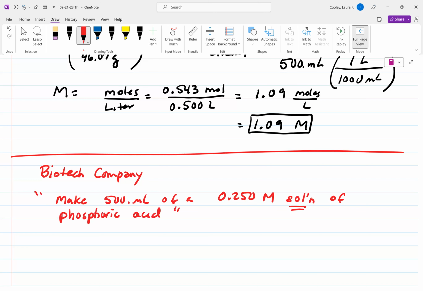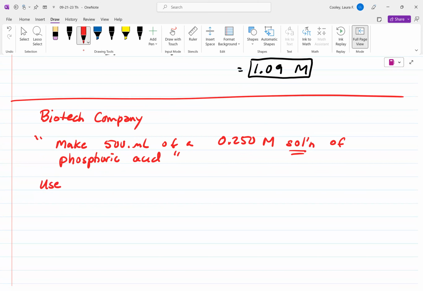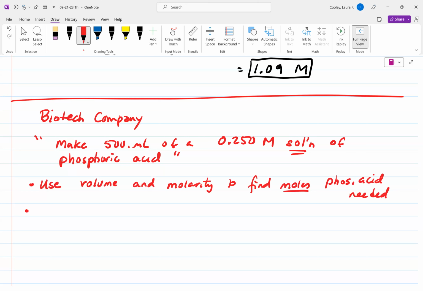Okay, that's your job. But they're not going to tell you how much to weigh out, because they all assume that you know. So how do you figure out how much phosphoric acid you're going to need to weigh out? What you need to do is use the volume and the molarity to find the moles of the phosphoric acid that you need. And the second thing is, then you will convert those moles to grams.